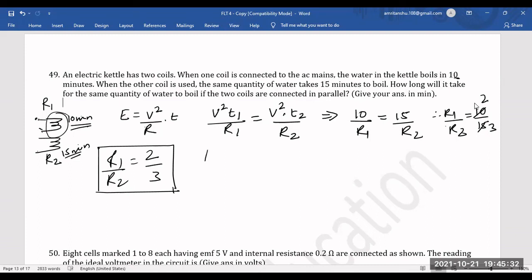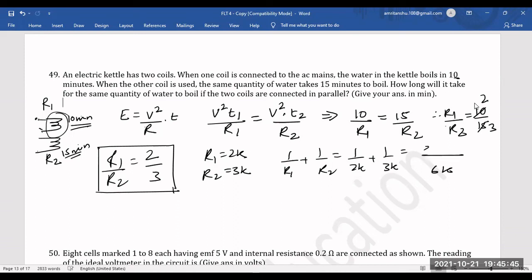Okay. So let's say R1 is 2K, R2 is 3K. So when I connect it in parallel, I get 1 by 2K plus 1 by 3K, which is 5 by 6K. So R net comes out to be 6K by 5.